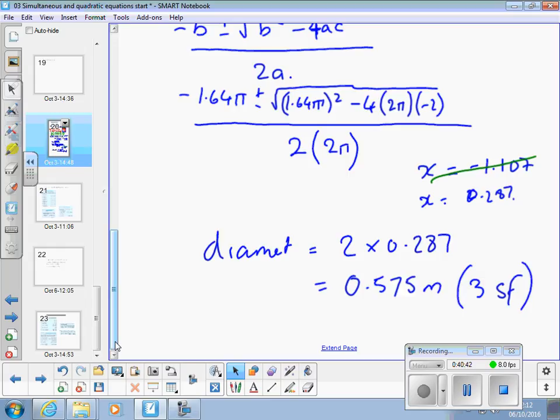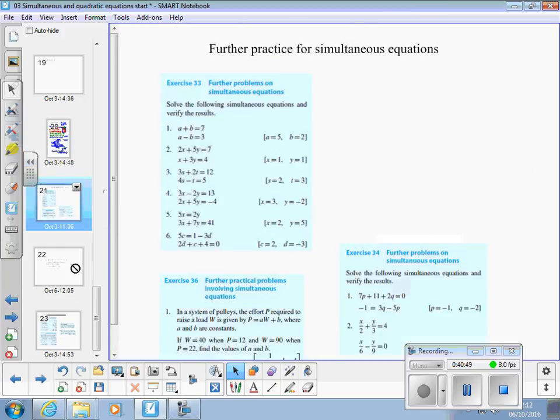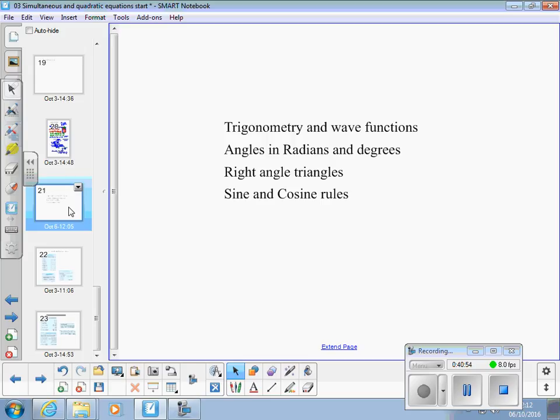Now, in your notes, what I want to do is add two further pages in your version of the notes with some further problems to have a go at on simultaneous equations and on quadratics. And next week, boys, we're going to have a look at these topics. Trigonometry, wave functions, angles in radians and degrees, right angle triangles, and the sine and cosine rules. So, rest of the session is practicing simultaneous equations and quadratics from the problems.